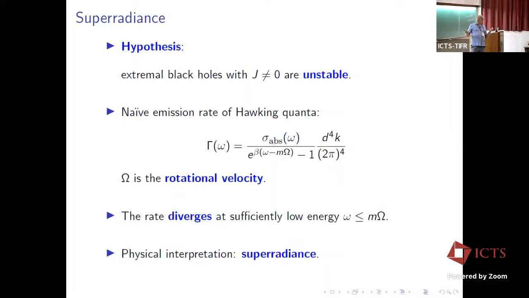There's a rotational velocity of the black hole sitting here. Now it is clear that if the energy of the quantum that is being sent out goes so low that this thing is below 0, then this diverges. So the rate of emission, as it stands, diverges at very low energy. So clearly, this formula must somehow be wrong.